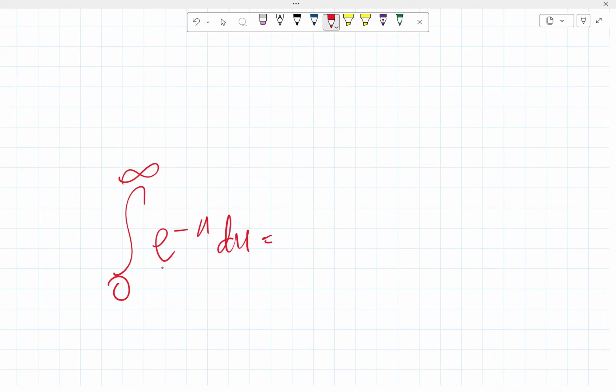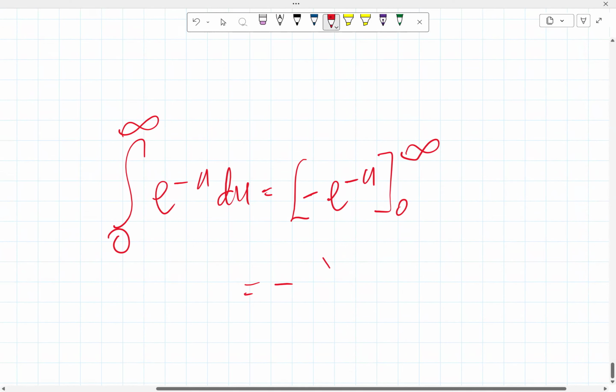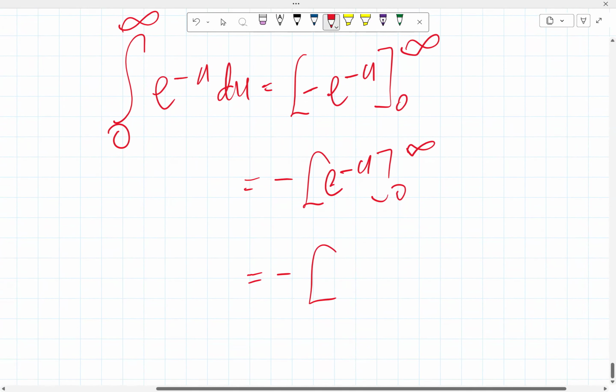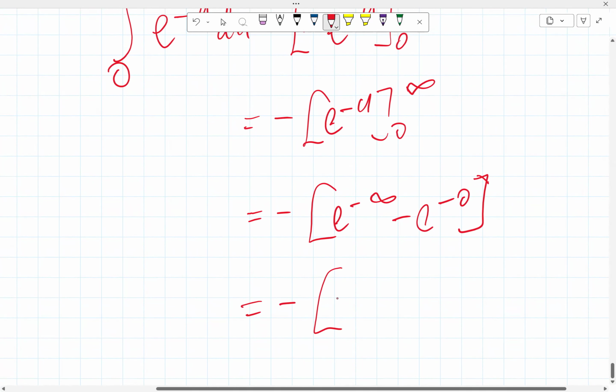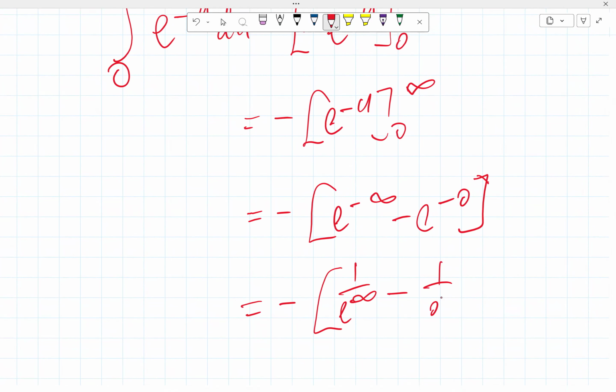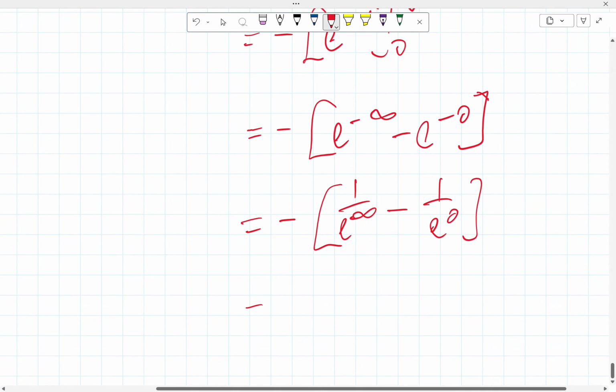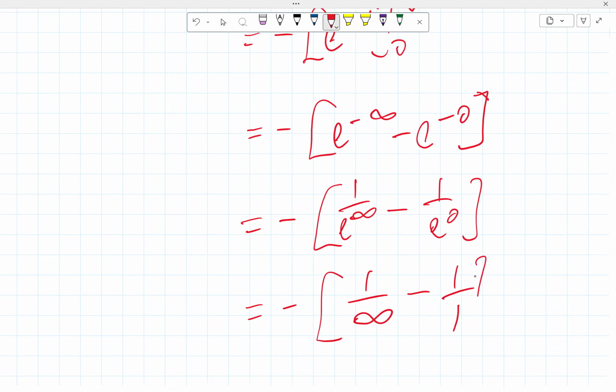If you integrate e to the minus u, you get minus e raised to the power minus u from 0 to infinity. Taking out the minus, you have e raised to the power minus u from 0 to infinity. So this is minus e raised to the power minus infinity minus e raised to the power minus 0. Putting infinity first and then 0 later, that's 1 over e raised to infinity minus 1 over e raised to 0, and e raised to 0 is 1.